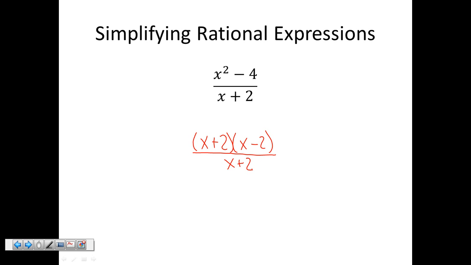Now, maybe you didn't recognize it right away, but it is a difference of squares, so you should recognize how to factor it into x plus 2 times x minus 2. And now we're going to actually cancel out this whole binomial, x plus 2, on the top and on the bottom. And what we're left with is x minus 2. So we actually went from a rational expression, that is a fraction, to just a regular old polynomial expression. We don't have a fraction anymore. And that happens sometimes.